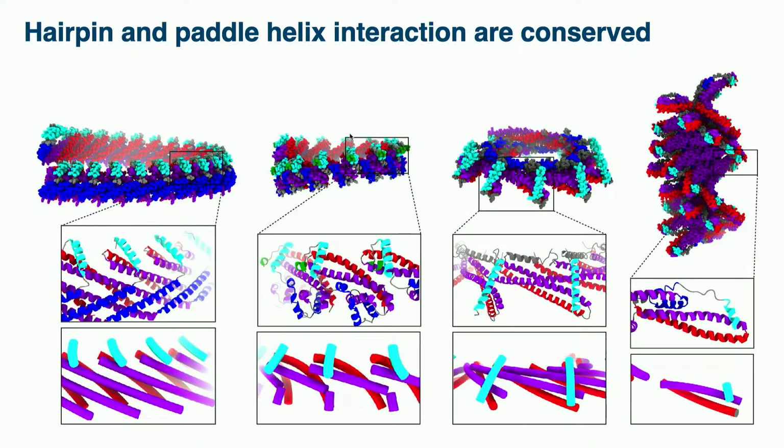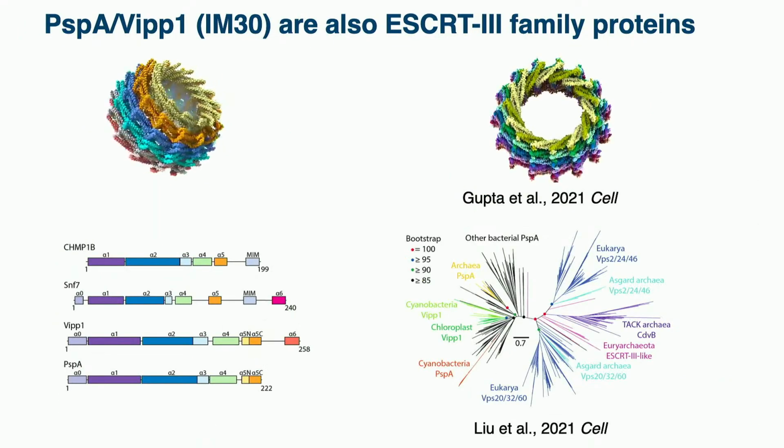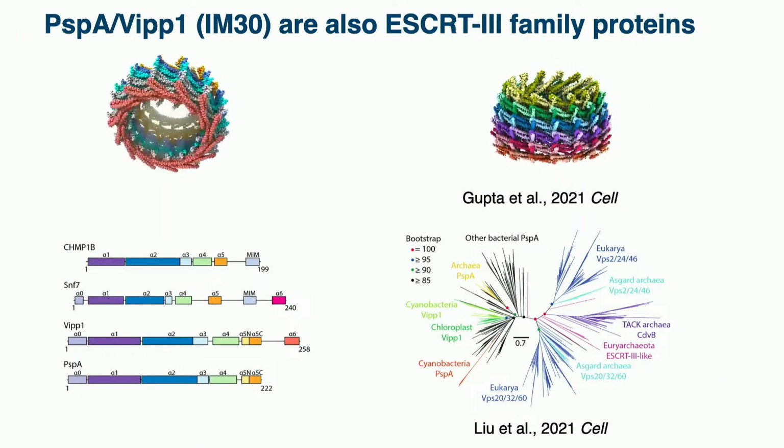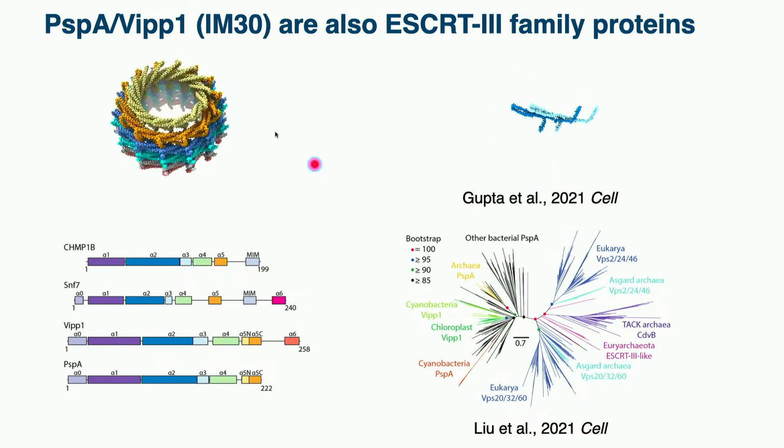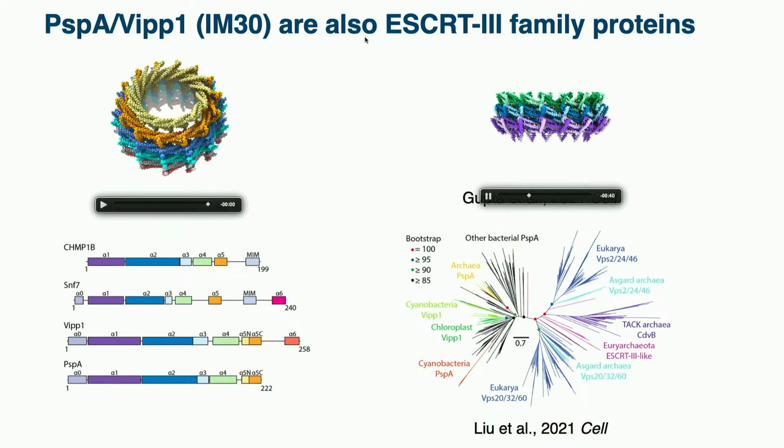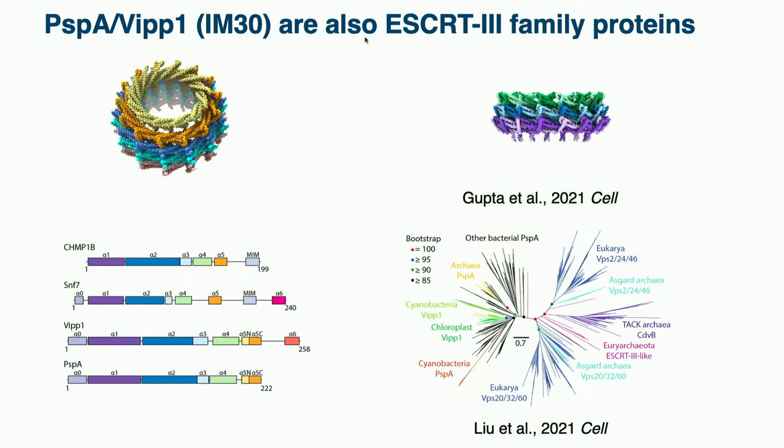radically different. In the end, I think this is a common theme of evolution. I think this has also been observed in virus assemblies, where the actual assembly is quite different, while the conservation of the individual proteins is really, really close. And in parallel, there were also some studies that identified other family members of this PSPA family, VIP1, as part of this ESCRT family. In this way, we could independently show that PSPA is part of the ESCRT family.